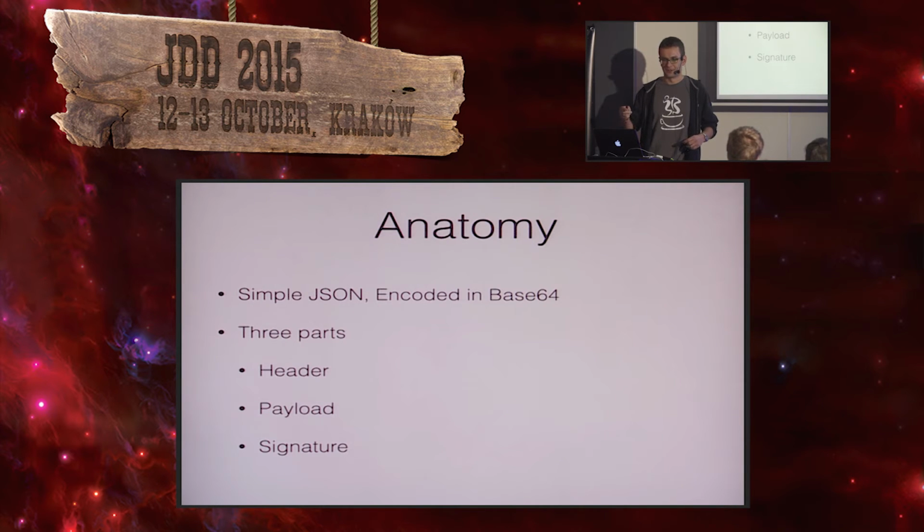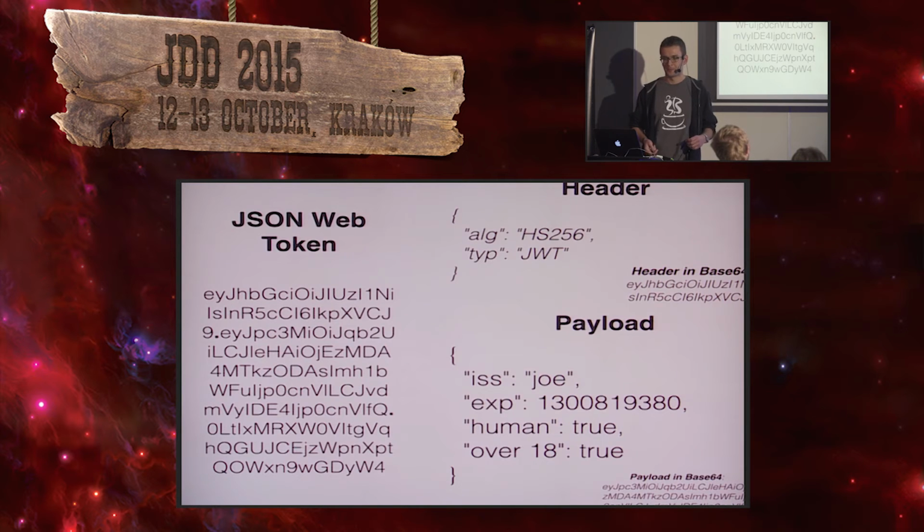So in a nutshell, it's a simple JSON encoded in base64, and it contains 3 parts: header, payload, and signature. Let's see the example. So header is just information about algorithm being used and token type. Then payload, first 2 attributes are defined by the spec, which actually is quite simple. It's not a very long spec. You can easily read it and understand it. The last 2 ones I just made up. You could make authorization decisions based on those.